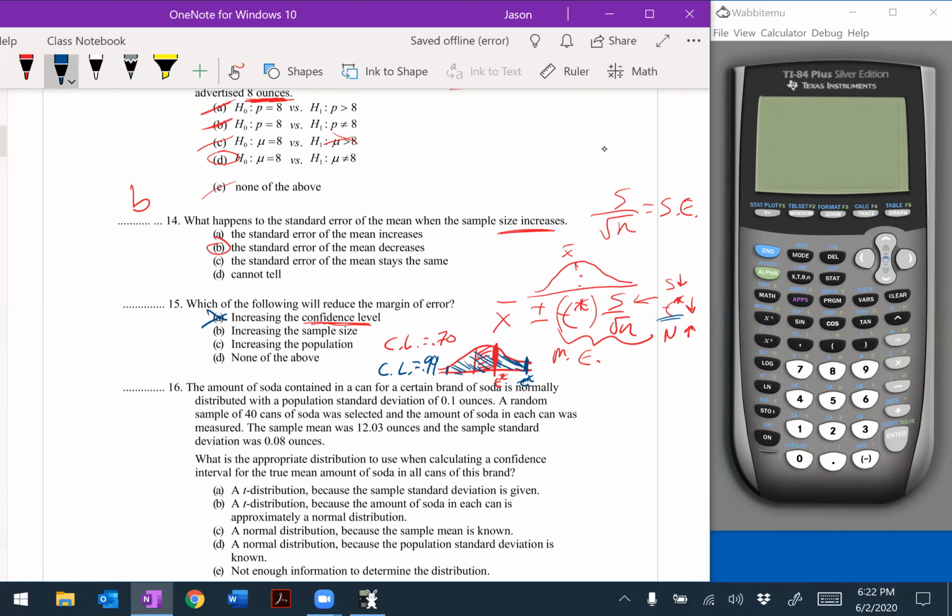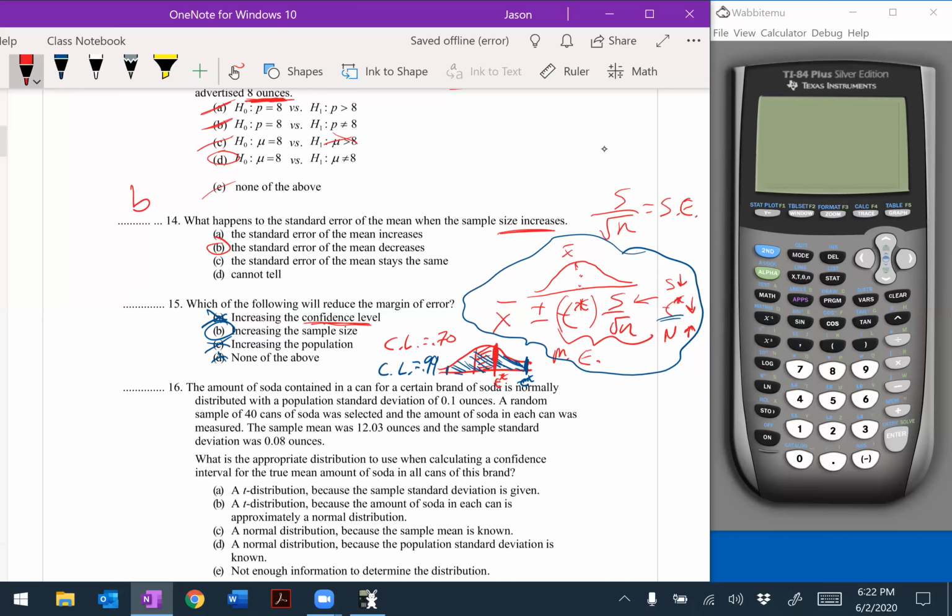What about increasing the sample size? Will that reduce the margin of error? Yeah, it will reduce the standard error, which we saw in the previous question, which will also reduce the margin of error. What about increasing the population? We don't care about the population because nothing that we do with a confidence interval has anything to do with the population size. It only has to do with the sample size. Population size doesn't affect it. And none of the above. So we're going to go with B on that one.